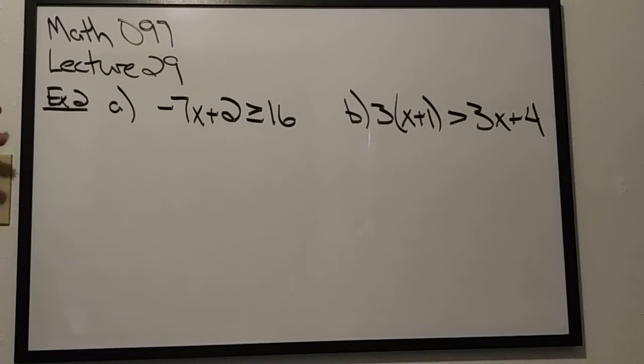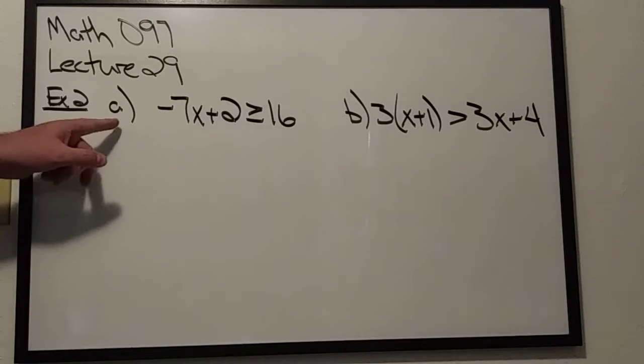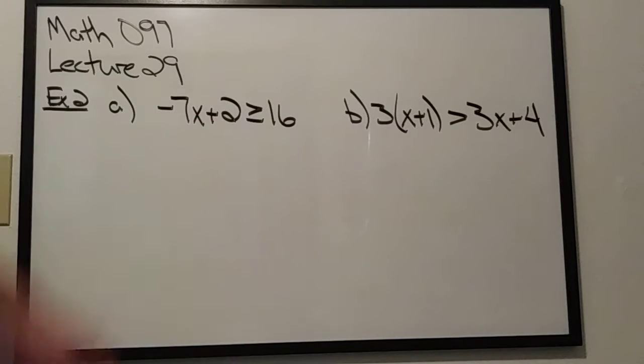Now let's use those ideas that we were just talking about to do example 2. So first off, read the directions for example 2, and you're going to see that we are being asked to solve each inequality and then to graph the solutions on a number line. So let's check out example 2a. First off, you'll need to write down the problem. Negative 7x plus 2 is greater than or equal to 16.